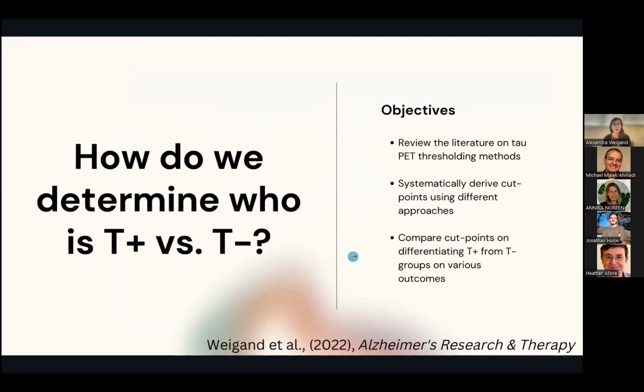So the first thing I'm going to talk about is how we actually determine who is tau positive versus tau negative. And I'm going to do that by initially reviewing the literature on tau PET thresholding methods, then systematically deriving cut points using different thresholding methods and comparing those cut points on how well they can differentiate tau positive from tau negative individuals on various outcomes.